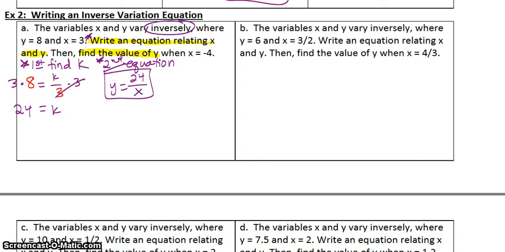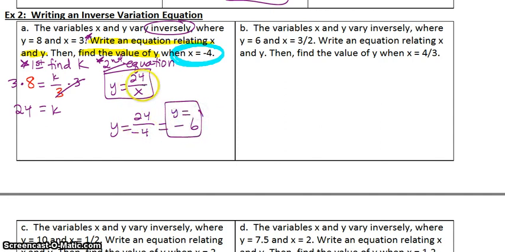My second answer is what happens when I plug in. I'm going to use that equation I just made, and I'm going to plug in x is -4. As long as you have your equation correct, that part should be super easy. So I plugged -4 into the equation I created, and y equals -6. Please pause the video and try B. Actually, you can try B, and then on the next page, C and D are the same type of problem as well. So pause and try B, C, and D.